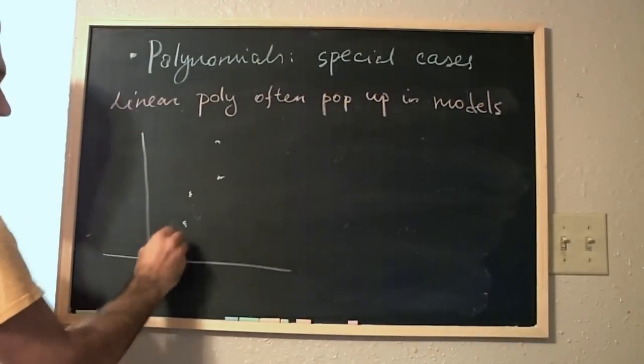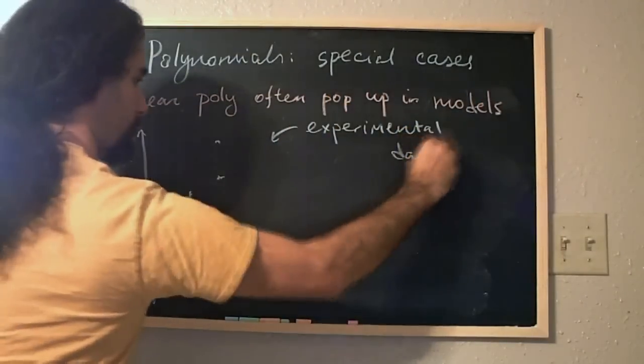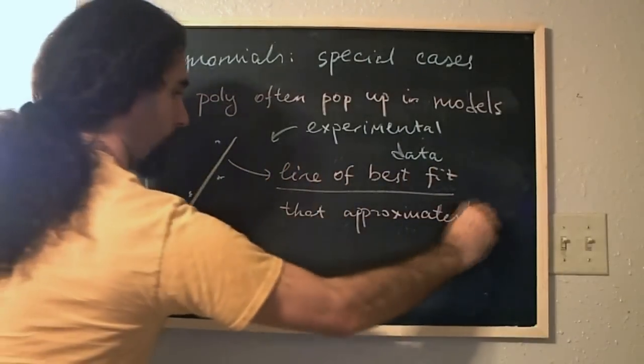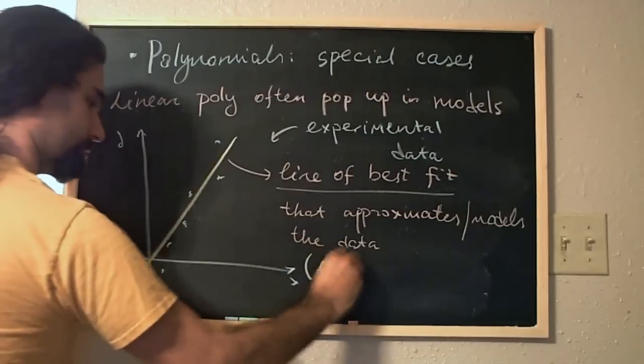If you collect experimental data and the points kind of line up on a line, you can guess what line that is by using a tool called linear regression.